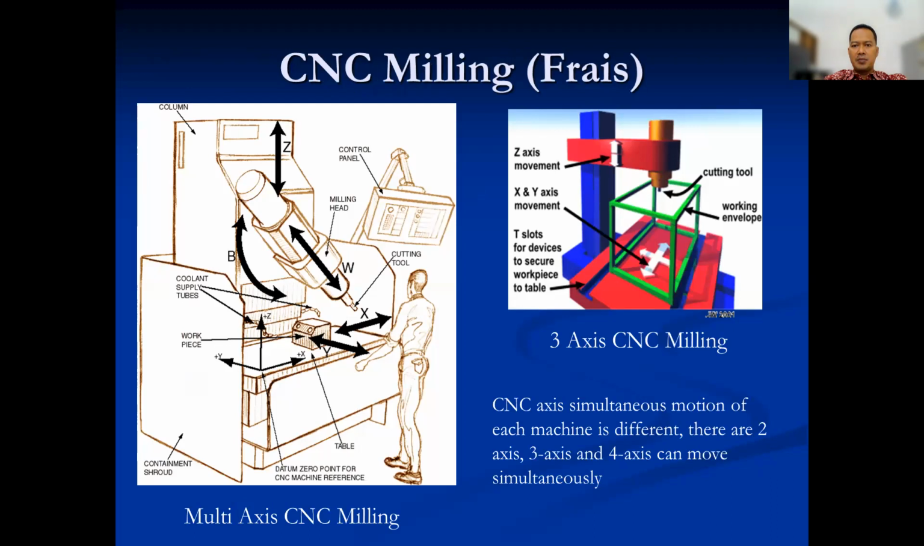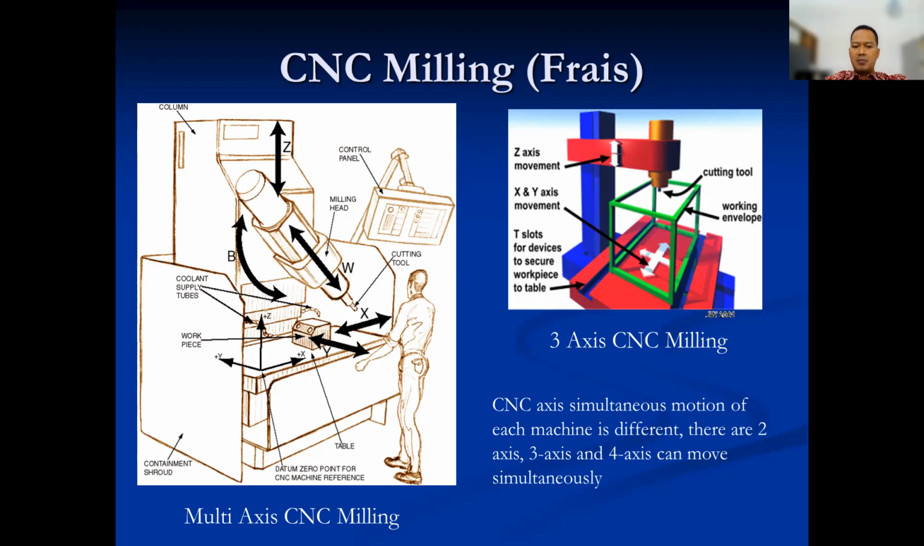And another CNC milling, for example, this is a multi-axis CNC milling and a 3-axis milling. The difference between these machines is the number of axes. For 3-axis, there are 3 axes: X, Y, and Z. For example, the Z-axis is the movement of the tools. This is the vertical axis. And the X and Y axes are for the table movement. This is for the table in CNC milling.